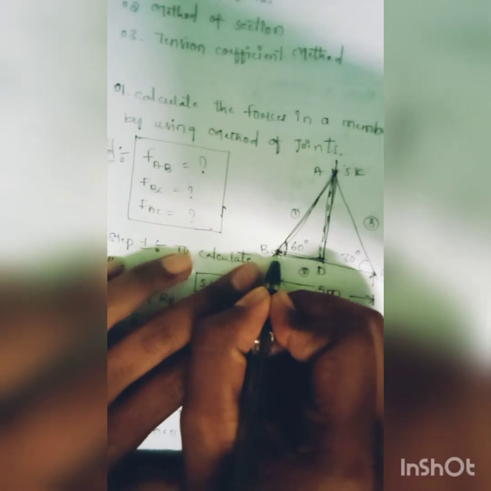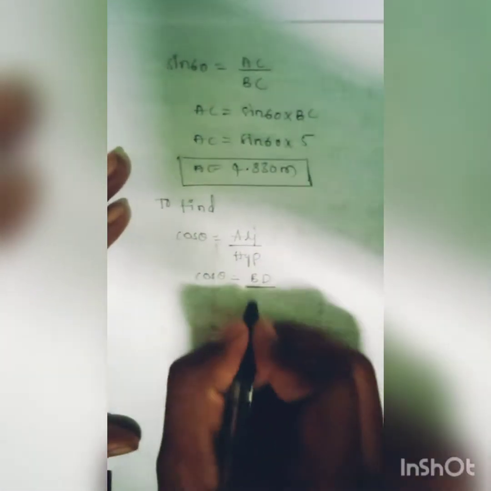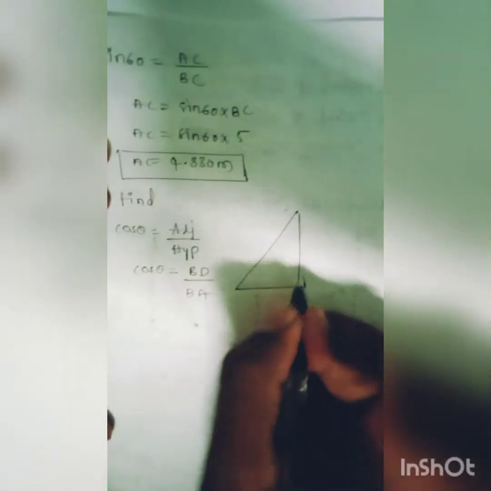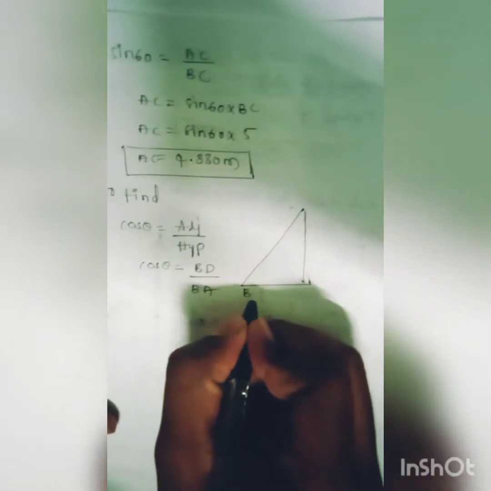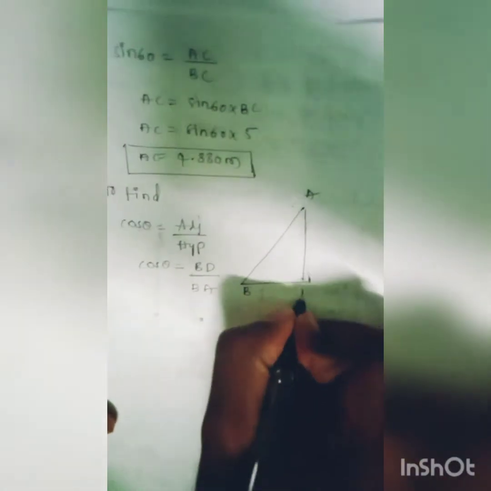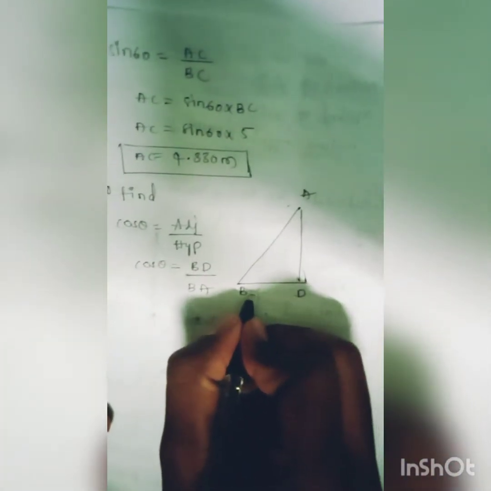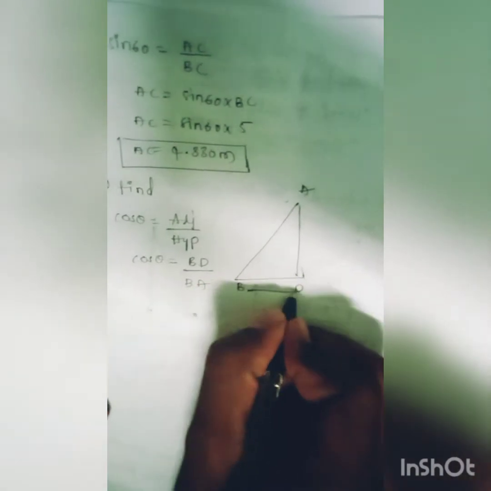BD by, what is the hypotenuse? AB. This is the adjacent, this is the opposite, and this is the hypotenuse. So the hypotenuse is BA. Consider this triangle: this is B, this is A, and this is D. This is the distance we are going to calculate.